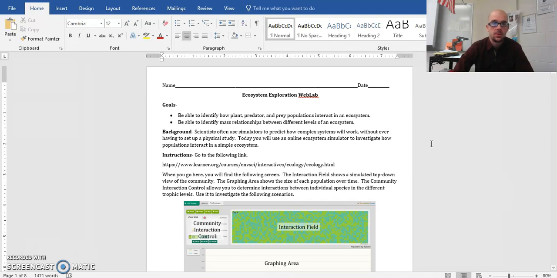Our goals here are to be able to identify how plant, predator, and prey populations interact in an ecosystem, and also be able to identify the relationships in terms of mass and numbers between different levels of an ecosystem.